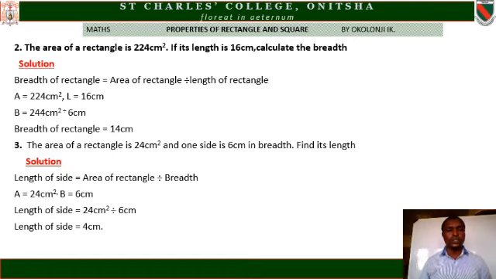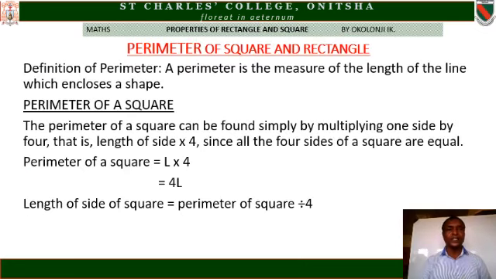Substituting it into its proper form, we have length of side equals to 24 centimeters square divided by 6 centimeters, which will give you length of side equals to 4 centimeters. Now we are going to look into another topic, which is perimeter of square and rectangle.